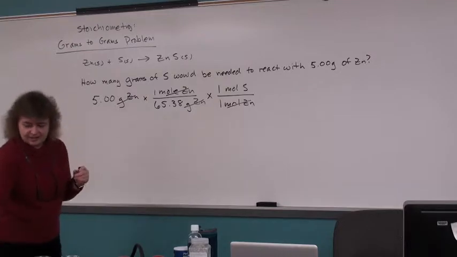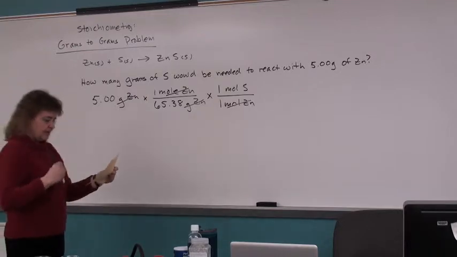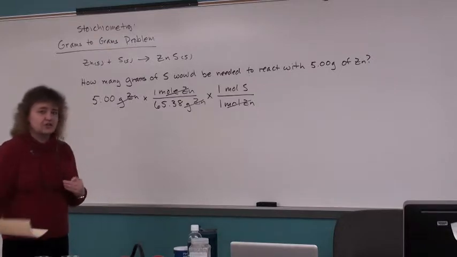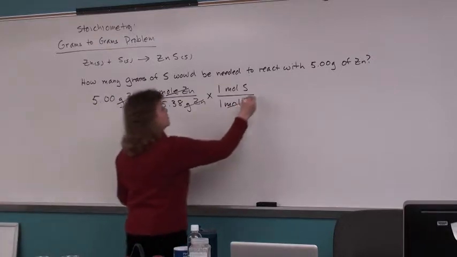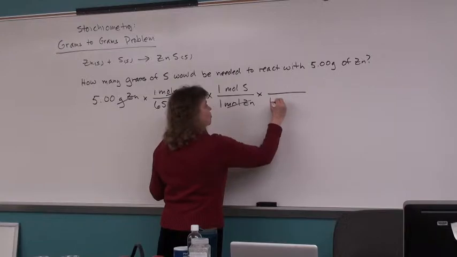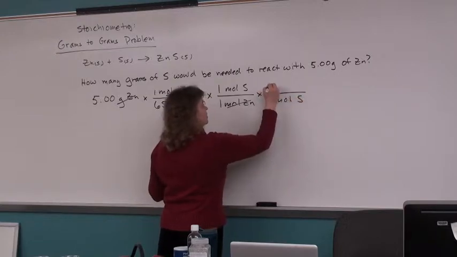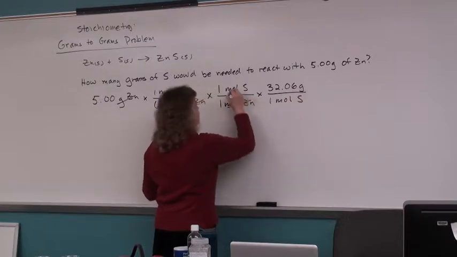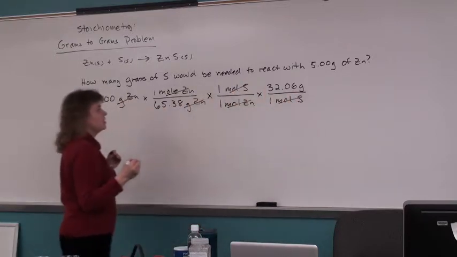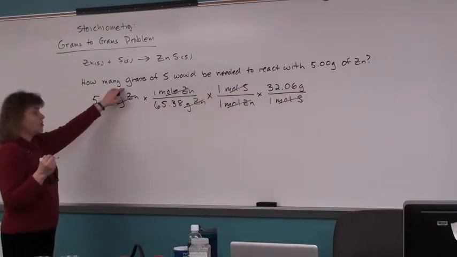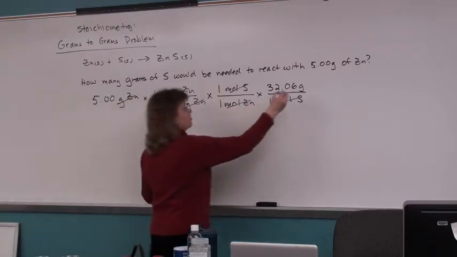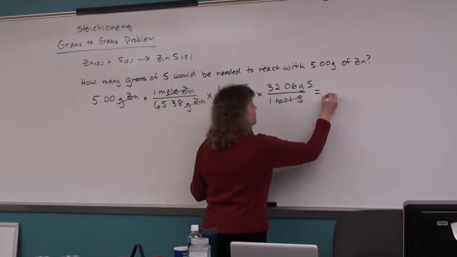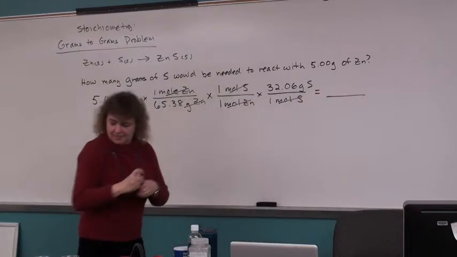Now we need our periodic table again. And we look, and it says that sulfur is 32.06 grams for 1 mole. So we'll say 1 mole of sulfur is 32.06 grams. So our moles of sulfur cancel. And we see we wanted to know how many grams of sulfur, and we have grams of sulfur. So we're done with the setup. Now we just get out the calculator.